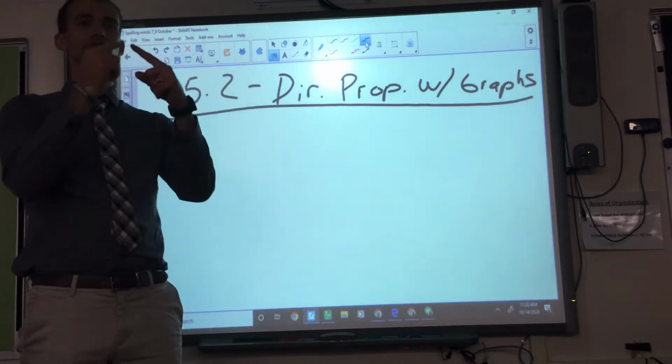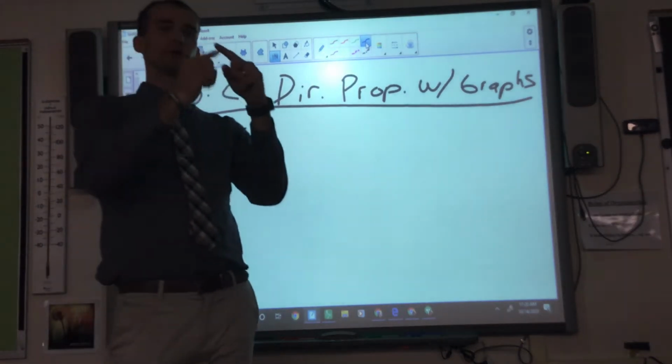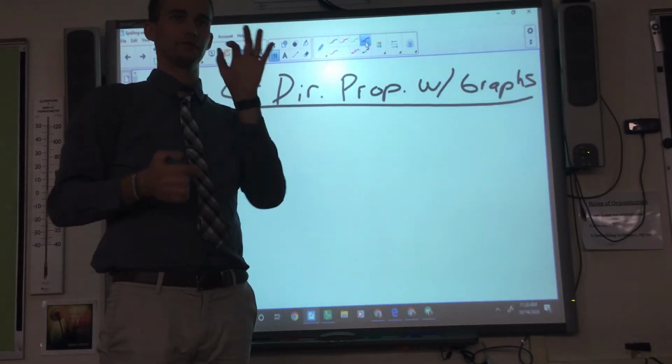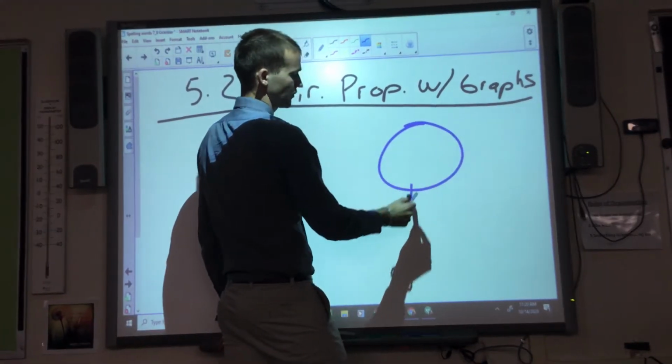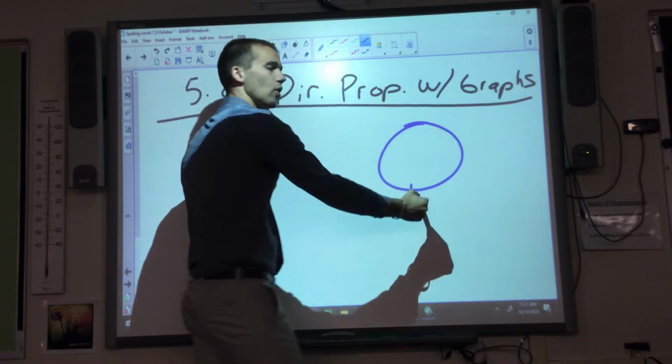But anyways, a revolution is the bike going around in a full circle once. So it's like if you marked a little section on a bike, mark this section right there, one revolution is it going all the way around.